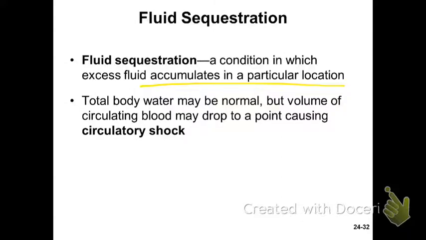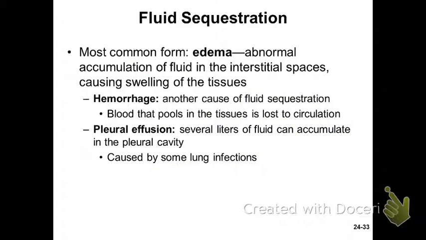Now, total body water could be overall normal, but for some reason there's a point at which the volume of circulating blood drops, and that can cause circulatory shock. So if too much fluid is going to one area, you may not have enough blood volume, and that could cause circulatory shock. Now, in the most common form, if you have some sort of fluid sequestration, you're going to have edema, right? You're going to have an accumulation of fluid where it shouldn't be.